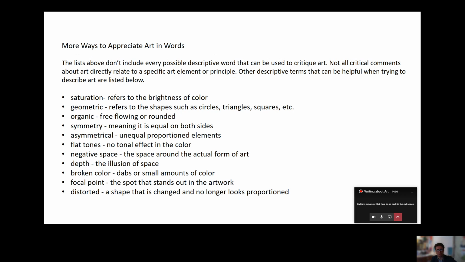Another broad term here, saturation, which refers to the brightness of the colour. Geometric, which we've gone through before, is the shapes, like a cylinder, geometrical shapes. Is it organic, simply? So you've got other words here that can help you. Talking about the mark making, broken dabs of colour. Try and broaden your vocabulary for talking about art. This is going to be a gradual process, but it needs to start here with Picasso and Cubism.